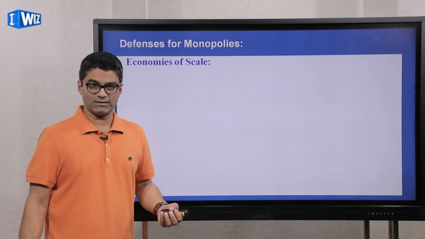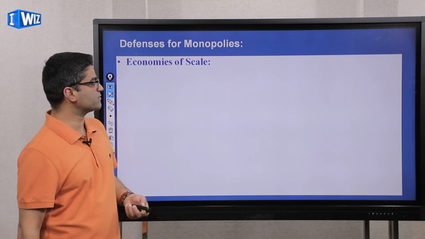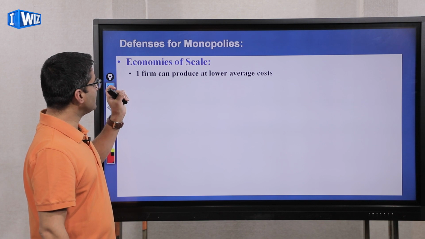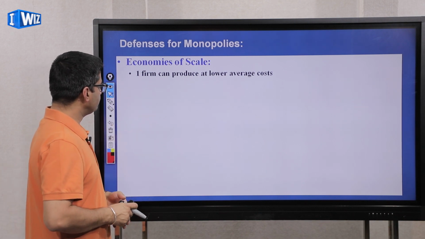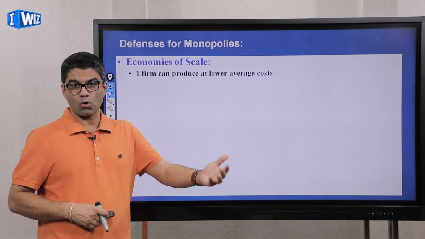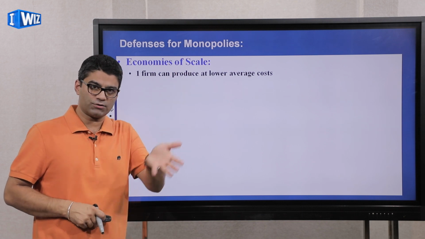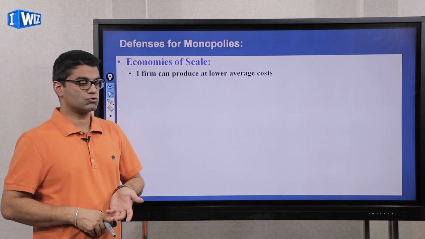Why do monopolies exist? One reason is economies of scale, which we talked about a long time ago. Economies of scale mean that if you are producing more quantity, your average cost goes down. So you're operating on the downward sloping part of your average total cost.